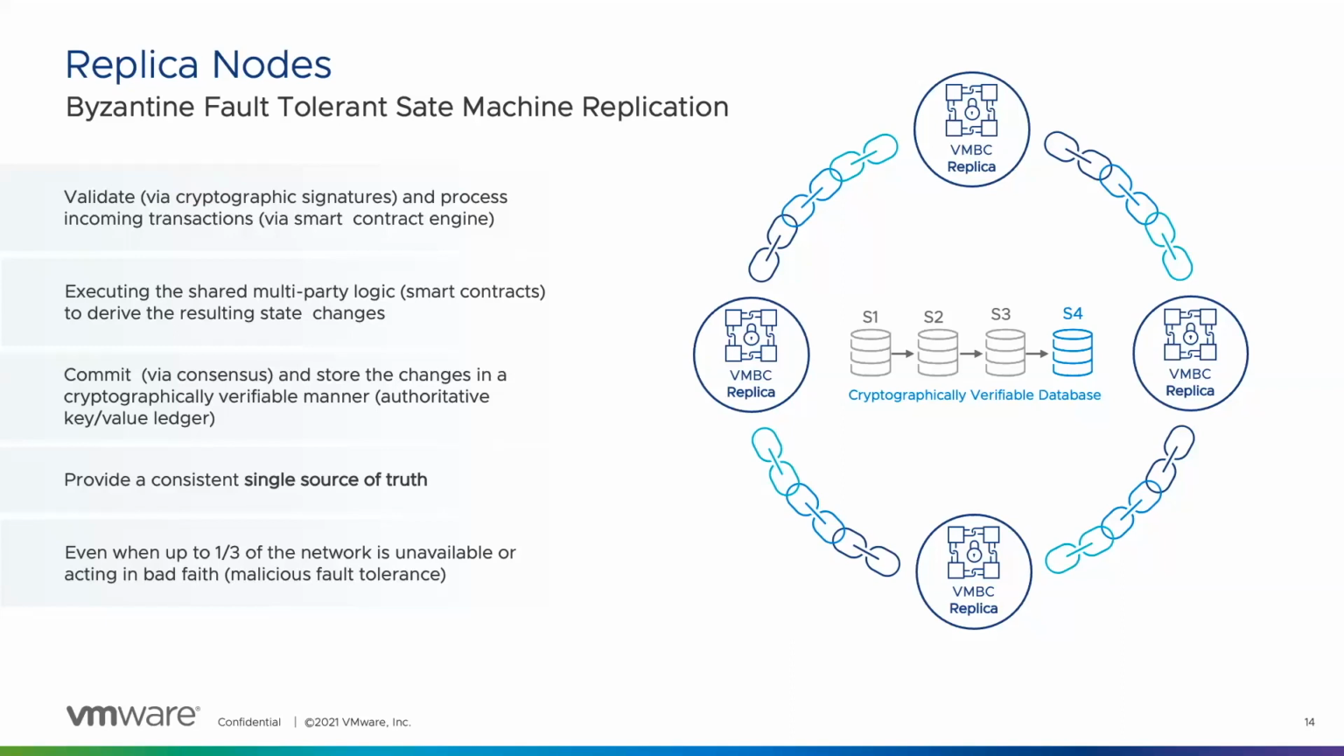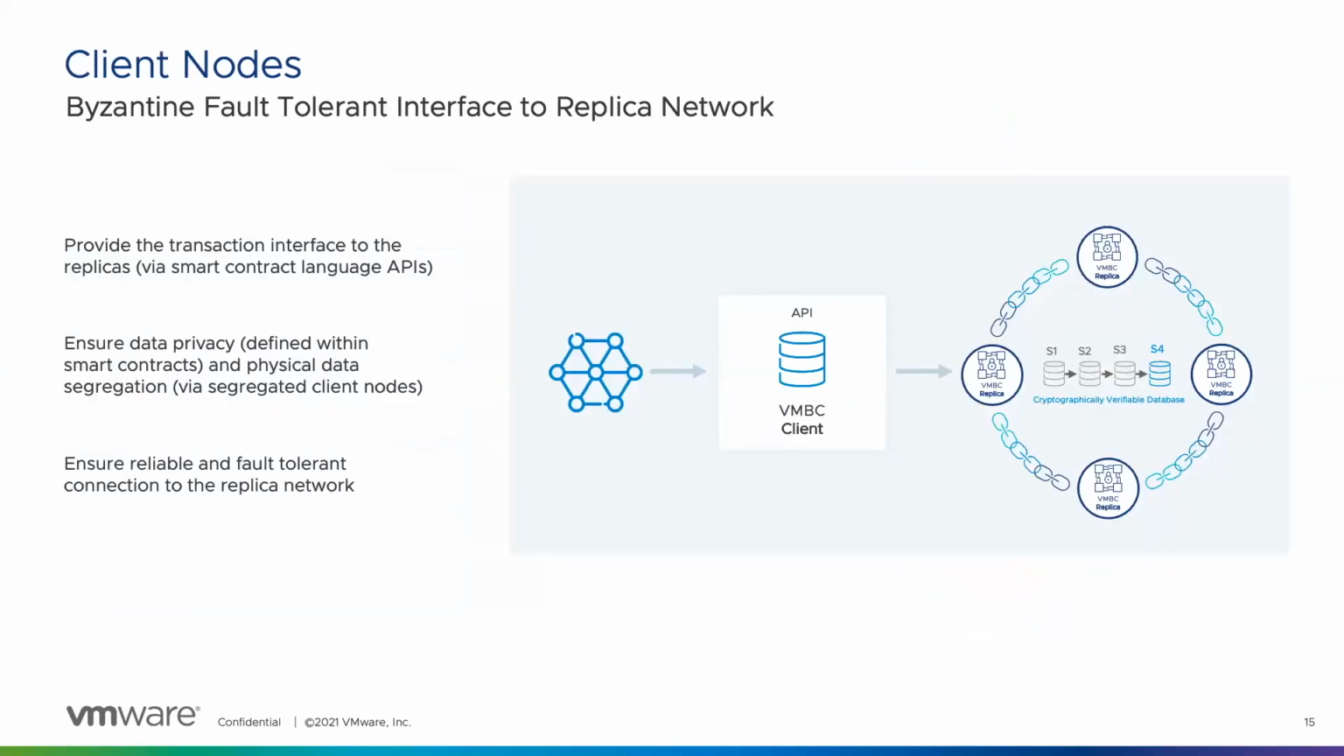And if you go to the next slide, the other component of our architecture is client nodes. They are basically the Byzantine fault tolerant interface to the replica network. So they actually provide that transaction interface, whether you receive a DAML transaction that is run through the DAML execution engine to the replica network, or it's an Ethereum transaction into ETHRPC to the replica network. They provide that interface to the network.